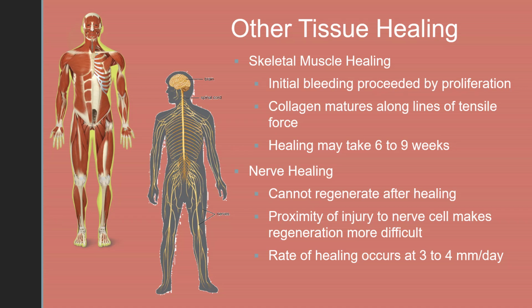Nerve healing. Once a nerve is damaged, most often it cannot regenerate after injury. Regeneration may be able to take place within a nerve fiber. The proximity of the injury to the nerve cell makes regeneration more difficult. For regeneration, an optimal environment is necessary. The rate of healing may occur at 3 to 4 millimeters per day. Injured central nervous systems do not heal as quickly as peripheral nerves.